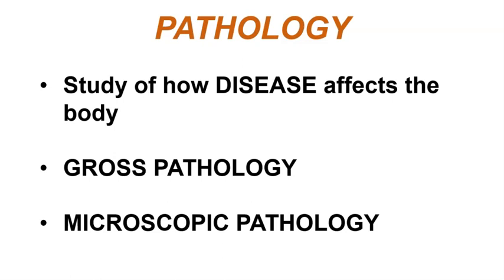Another study that we will often refer to in this class is pathology. Pathology is the study of how disease affects and alters the body's normal anatomy and physiology. We can examine pathology through two lenses. We can look at gross pathology, which studies how organs and organ systems are affected by disease, while microscopic pathology may examine how cells and tissues are altered by diseases.